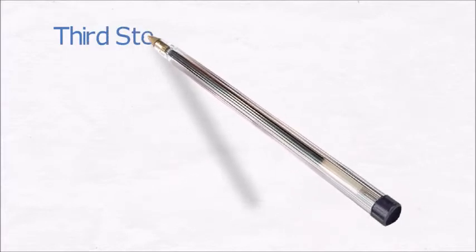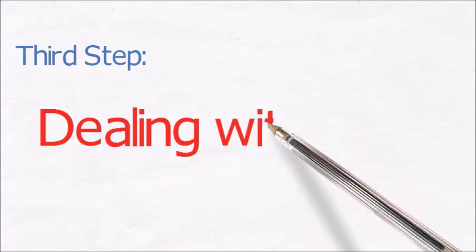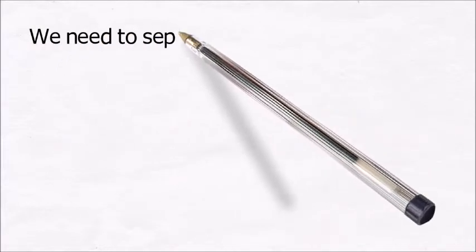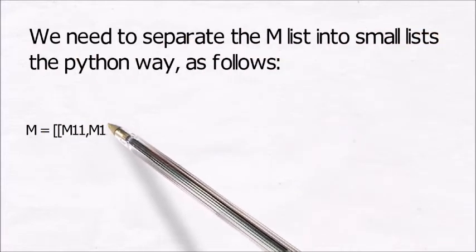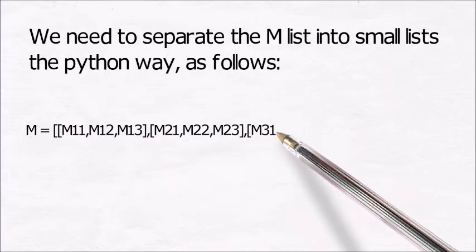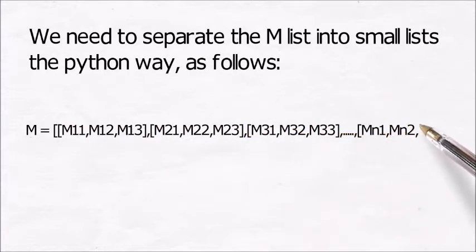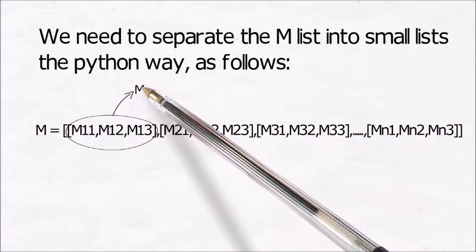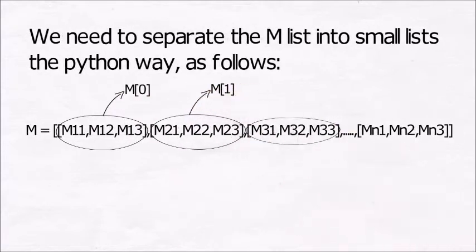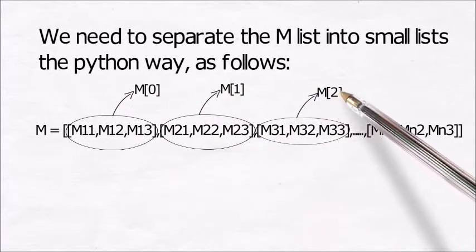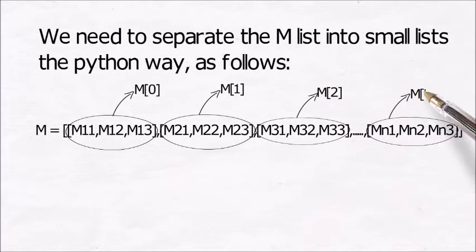Third step, dealing with lists. We need to separate the M list into small lists in the Python way as follows. M equals M11, M12, M13, M21, M22, M23, M31, M32, M33. This is M of 0, this is M of 1, this is M of 2, this is M of len of M minus 1.